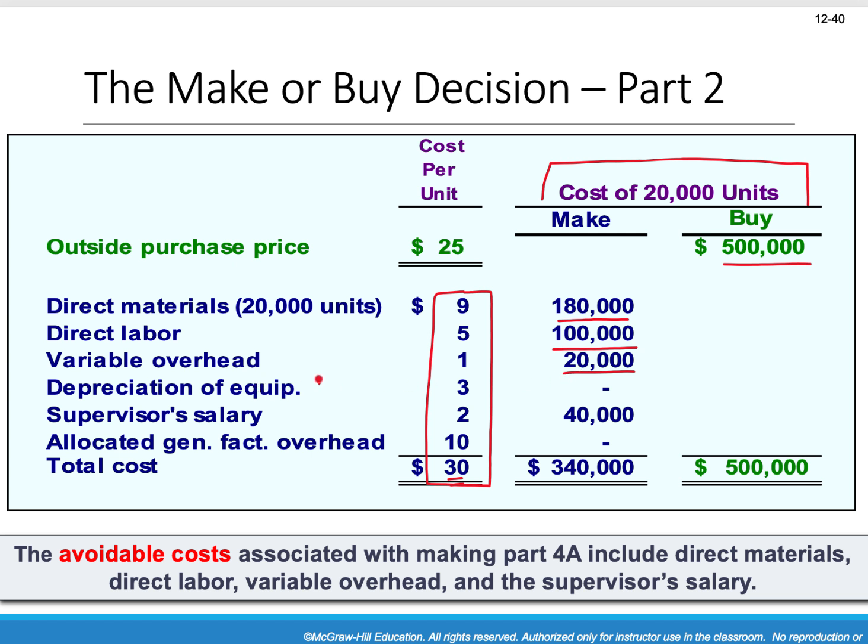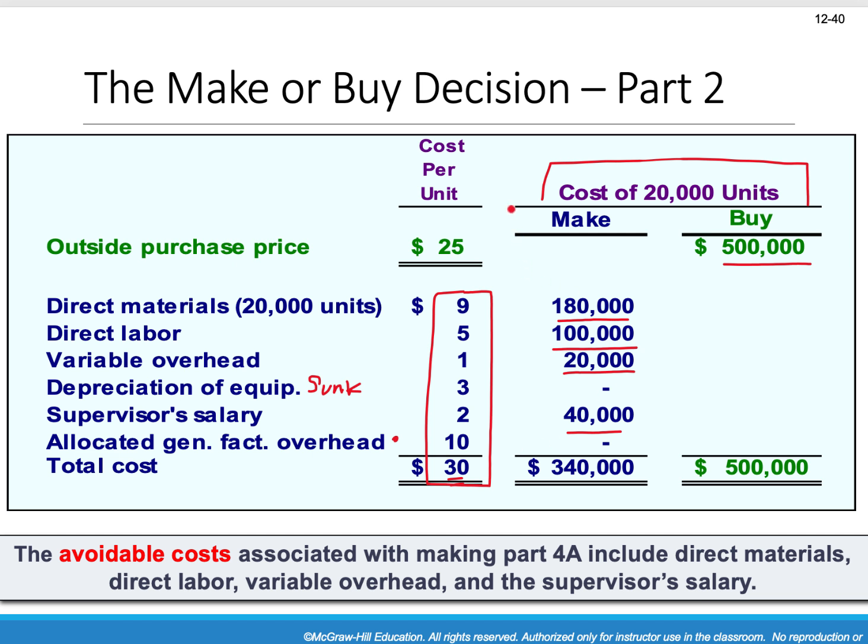Depreciation of equipment. This is a sunk cost. We don't include it. It already happened. It's an irrelevant cost. Okay. Supervisor salary. Well, if we continue to make, we still have to incur this $2 per unit, which is $40,000, and the allocation of general factory overhead. We said that that's an irrelevant cost, right? We still incur it regardless if we make or if we buy, so we do not include that in our analysis, right? Because this isn't a differential cost right here. It still remains the same.